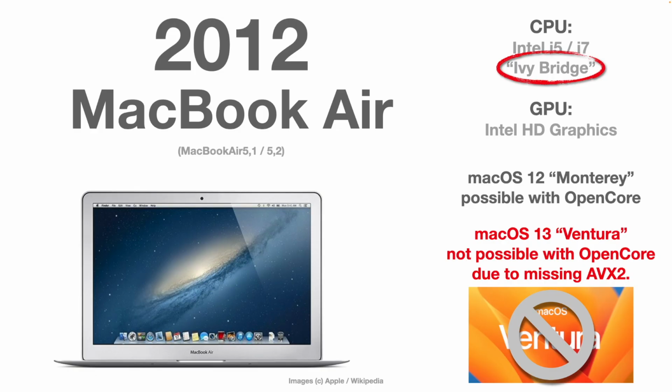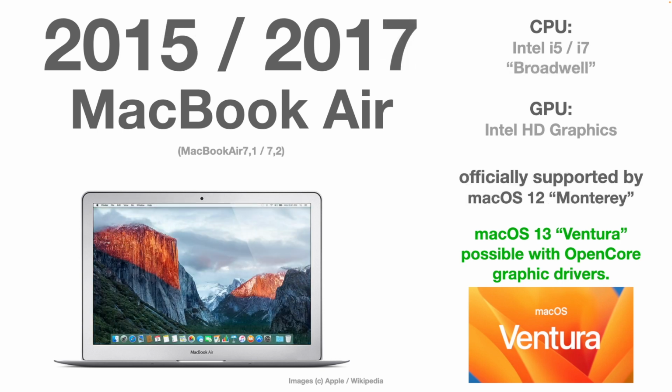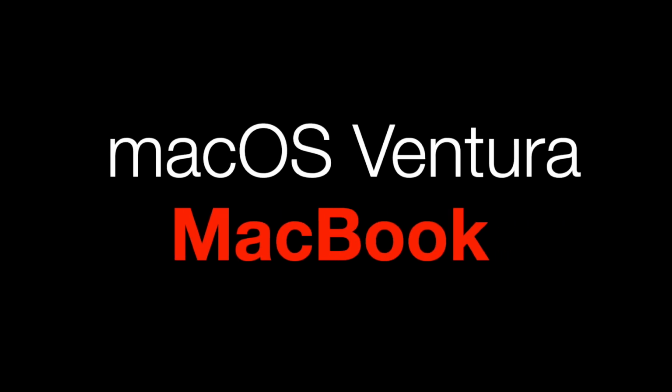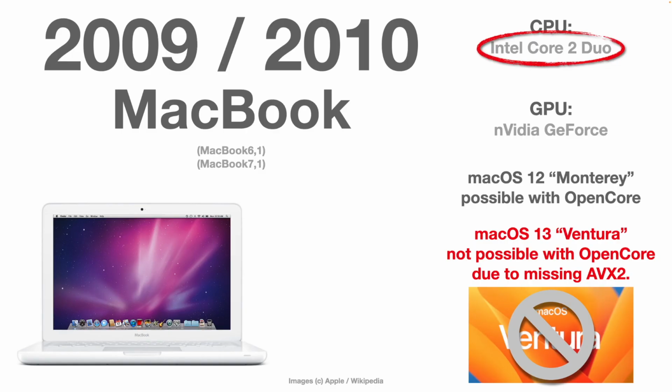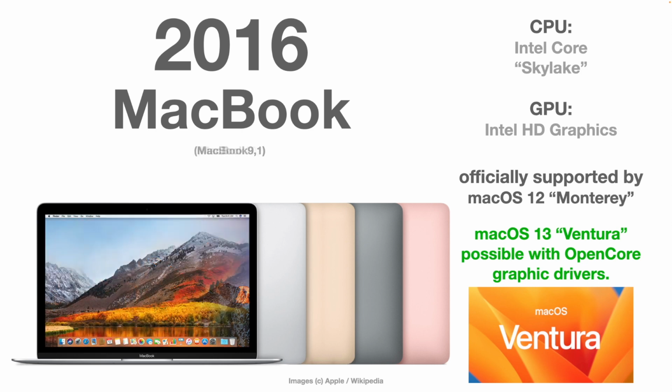The MacBook Air 5 series from 2012 has an Ivy Bridge processor, is pre-Haswell, has no AVX2, and I don't think this one will run Ventura. All newer MacBook Airs have a good chance to run Ventura, and the one from 2018-19 is the first one that is officially supported. The MacBook 6 and 7 series from 2009 and 2010 won't be able to run macOS Ventura, in my opinion. All newer ones have a good chance, and the one from 2017 is the first one that is officially supported.